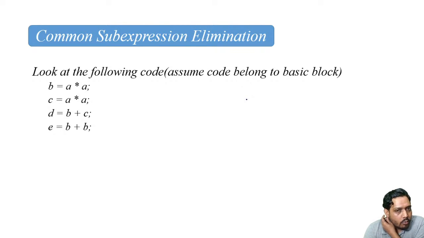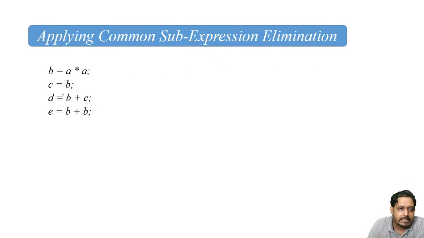Now if these are the code of a basic block, the first local optimization is common sub-expression elimination. I'll give you the algorithm after this, but the idea here is that B is assigned the value A star B and C is also assigned the value A star B. These are the common sub-expressions here, and instead of writing A star B to C, we can directly assign the value without any computation because it's already been computed. C is equal to B.